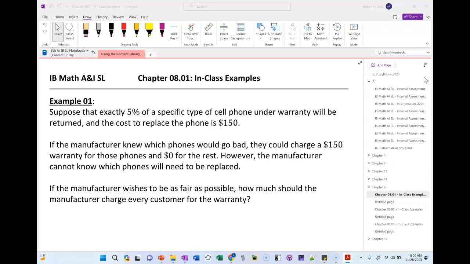What do we think? How much of that $150 should each person be paying? Same amount. Yeah, because you don't know who's going to have a defective phone and who won't in advance, right? That's impossible to know. If it was possible to know that, then you would just not make the defective phone. You'd fix it before it left the plant.